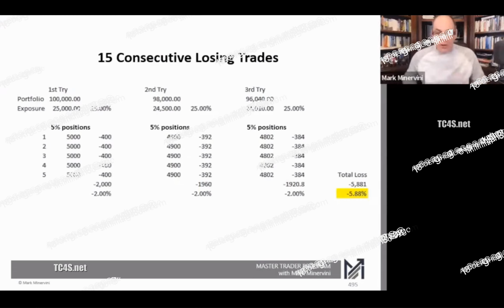If anybody knows, let me know, because I'd like to give credit. I can't remember where it even came from. So this is just simply looking at 15 losing trades in a row.